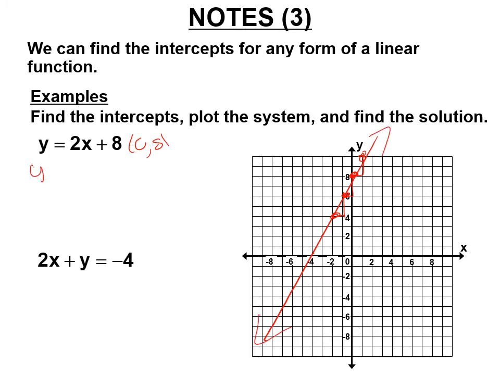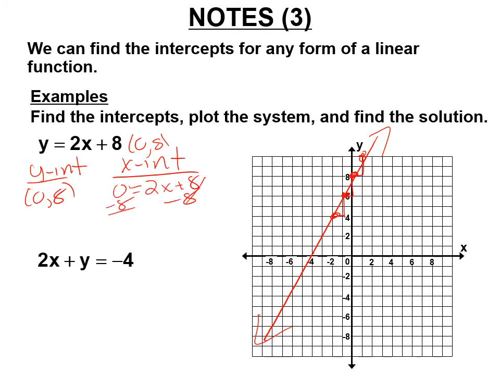The y-intercept here is 0, 8. You could go and find the x-intercept. The x-intercept is where y equals 0. Subtract 8 from both sides. Negative 8 equals 2x. Divide by 2. X equals negative 4, so the x-intercept is negative 4, 0. Is that what I got? Yeah, it's right there. There's the x-intercept. So if you prefer to graph it that way, graph it that way. It's fine.